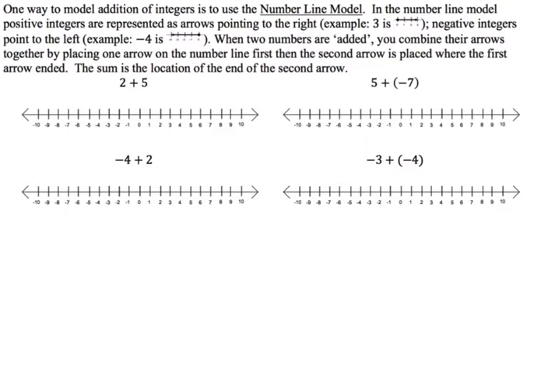Okay, one possible way to model addition of integers is to use the number line model. In the number line model, positive integers are represented as arrows pointing to the right. Negative integers point to the left. When two numbers are added, you combine their arrows by placing one arrow on the number line first, and the second arrow is placed where the first arrow ended. The sum is the location at the end of the second arrow.